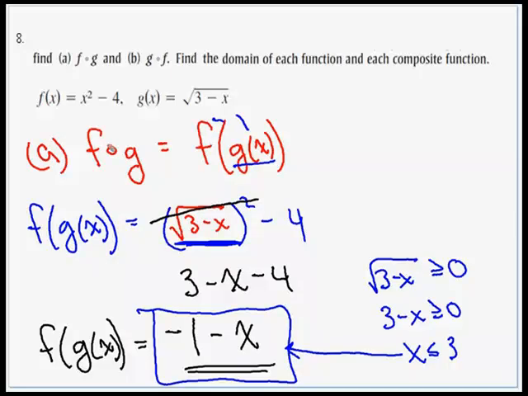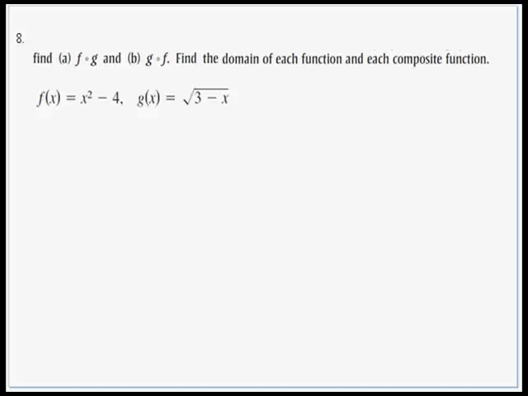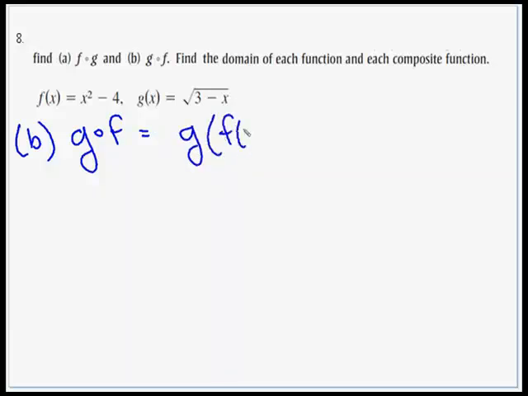Now let's look at the reverse of that. We did f compose g. Now we want g compose f. So for letter B, we're doing g compose f, which I like to write as g of f of x. So I'm going to take the f function, wrap it up like a Christmas package, and plug it into the g function. So this is my f function. I'm going to wrap this up in a package, and it's going to go right in for that x that's under the radical.